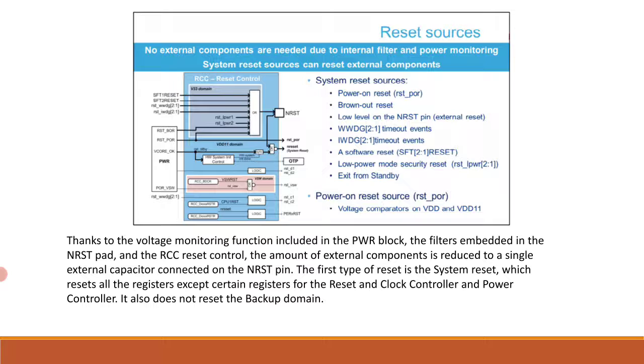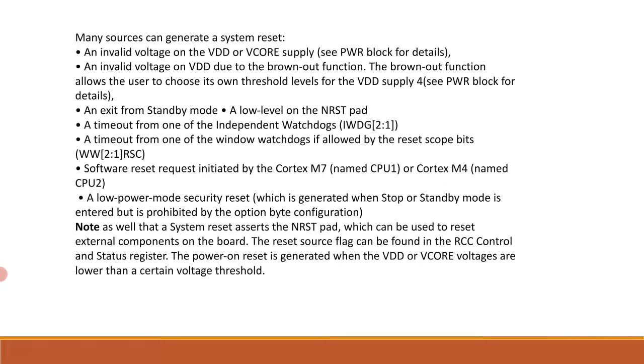A low power mode security reset which is generated when stop or standby mode is entered, but it is prohibited by the option byte configuration. You should note as well that the system reset asserts the NRST pad, which can be used to reset external components on the board. The reset source flags can be found in the RCC control and status register. The power on reset is generated when the VDD or VCore voltages are lower than a certain voltage threshold. Let's have a quick look at the reset sources now.